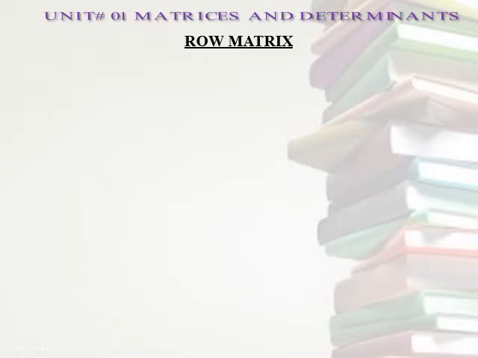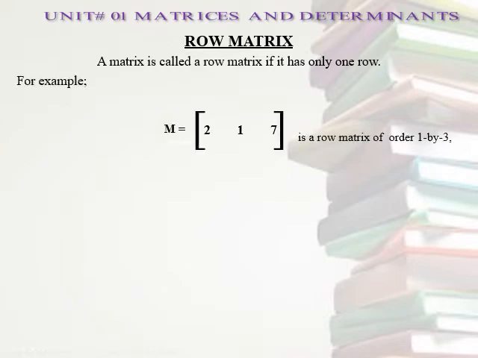Next matrix is row matrix. A matrix is called a row matrix if it has only one row. As I have already described the concept of row in my previous lecture, let's go for the example. Matrix M has only one row, that is why this is called row matrix. And matrix N is a row matrix of order 1 by 3. And as N has only one row, so matrix N is a row matrix of order 1 by 2.